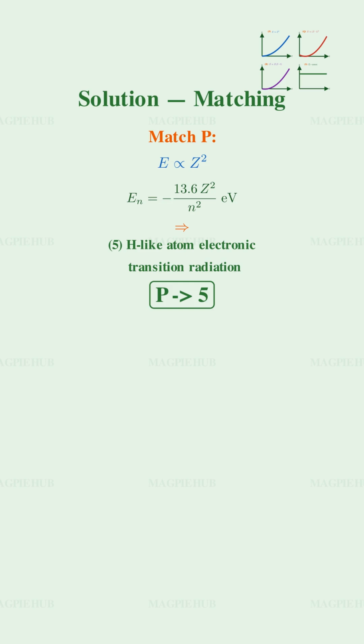P says E is proportional to Z squared. For hydrogen-like atoms, the energy of electronic transitions is En equals minus 13.6 Z squared over n squared. The emitted radiation energy clearly scales as Z squared. So P matches with 5, energy of radiation from electronic transitions in hydrogen-like atoms.